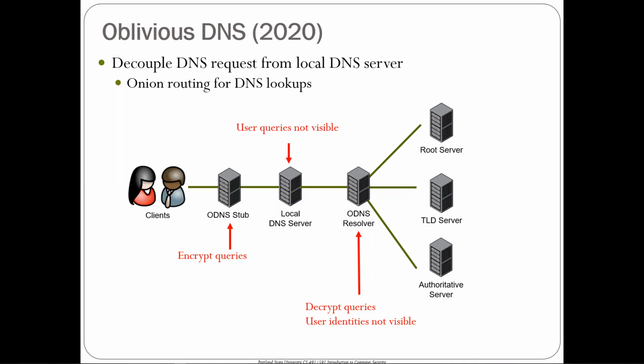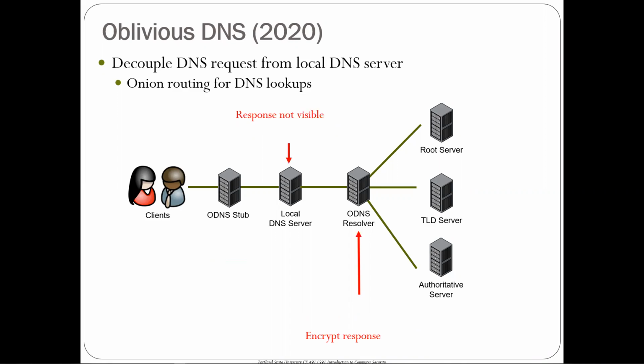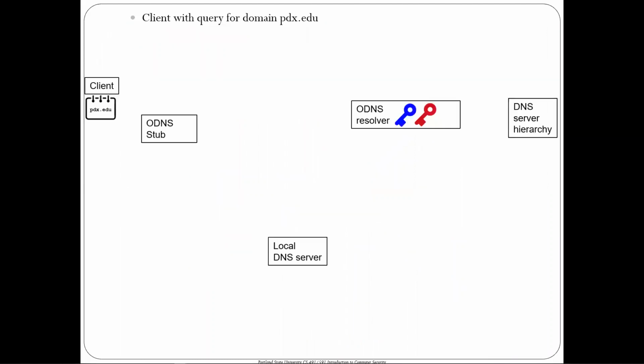The oblivious DNS resolver will then do the query and get the response back. The resolver will encrypt this response and pass it back to the local DNS server. The response is not visible to the local DNS server, but the local DNS server knows who it needs to get sent back to. We'll send it back to the stub, and the stub will decrypt it, and then you have your lookup.